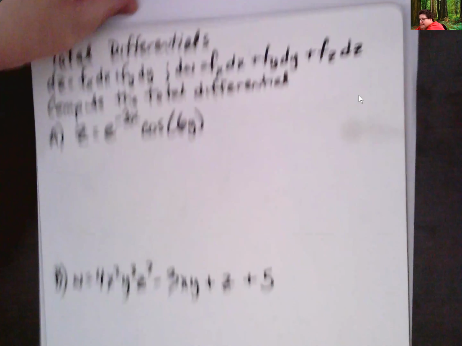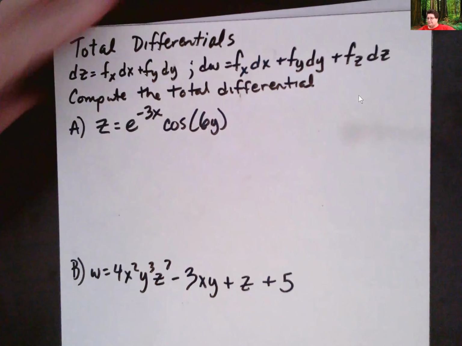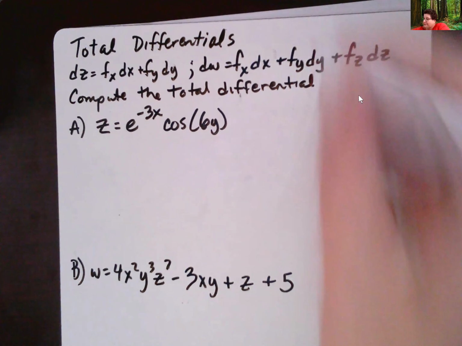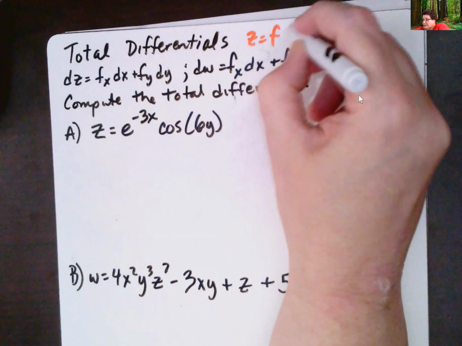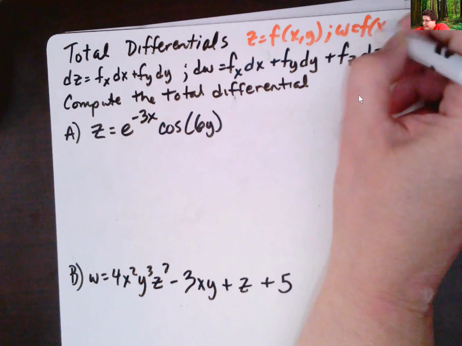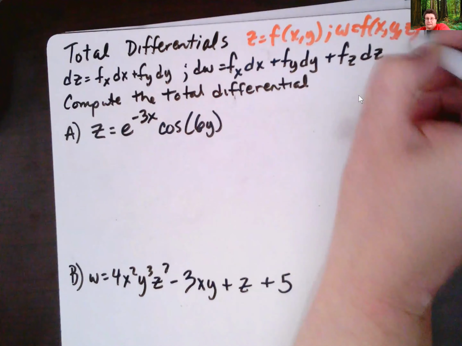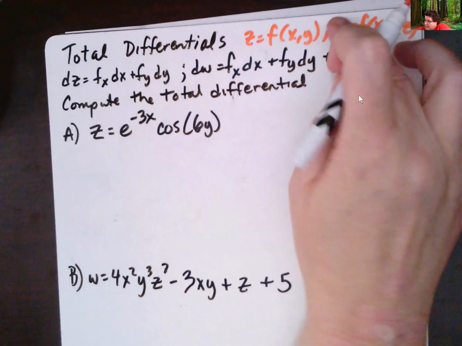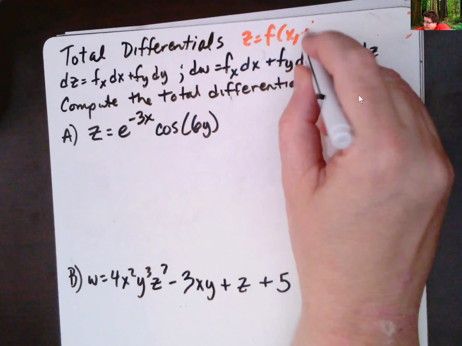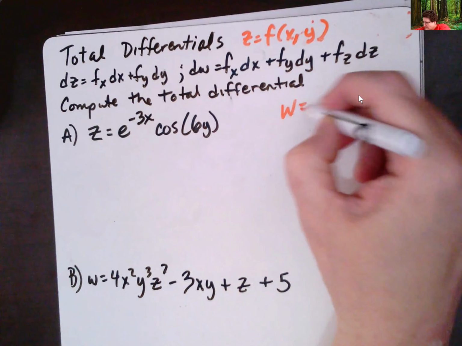We're going to look at total differentials. Good. All right. Let's do it. So total differentials look just like the thing with the delta x, except now we have dx and dy. What I've got listed is z is a function of x and y, and w is a function of x, y, and z. I can write that a little bit cleaner looking.